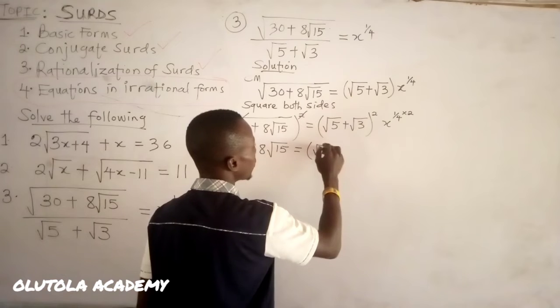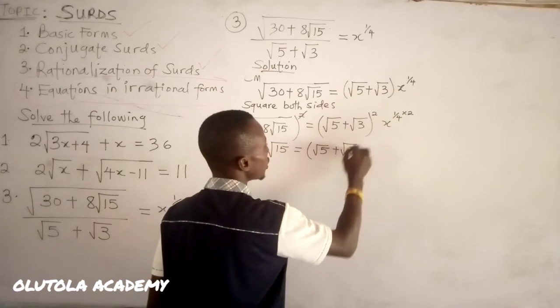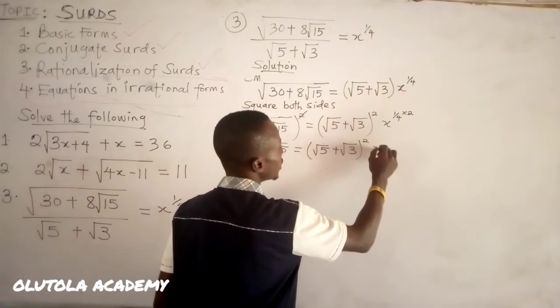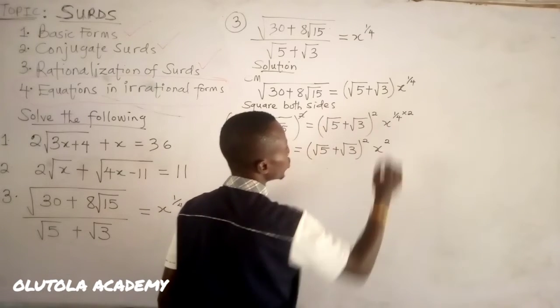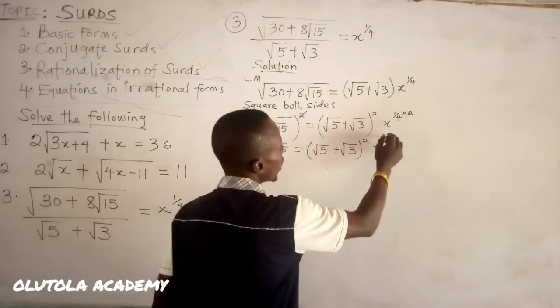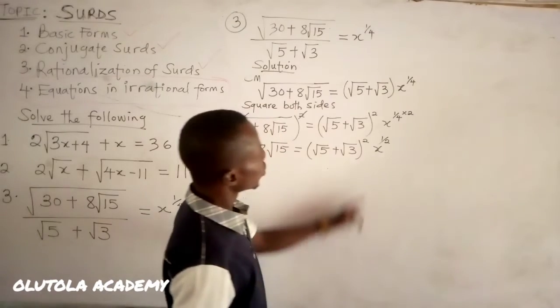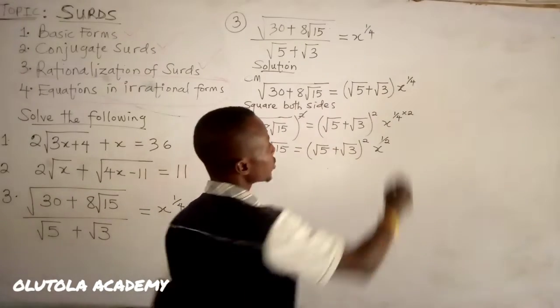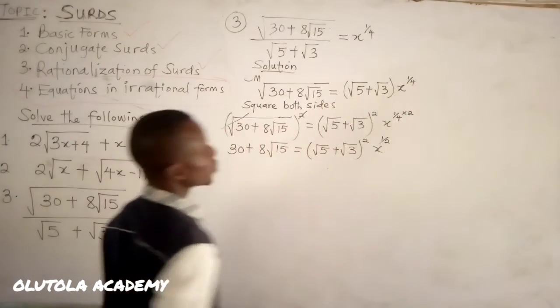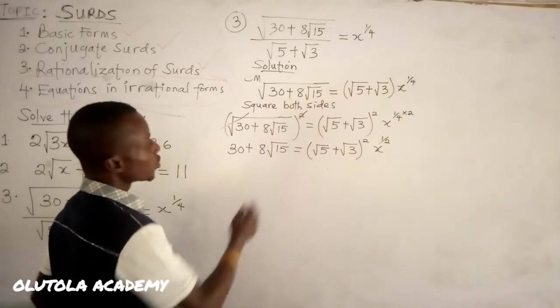(√5 + √3) squared. Then x will be raised to power 2, sorry, power 1 over 2, because it cancels out there. So we are left with 1 over 2. Then we go on next.